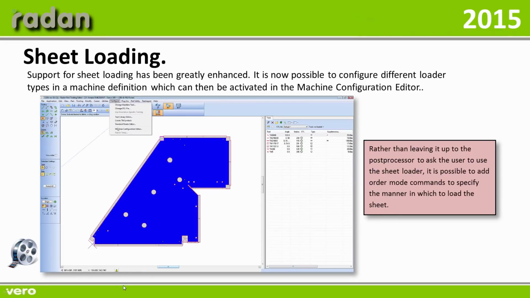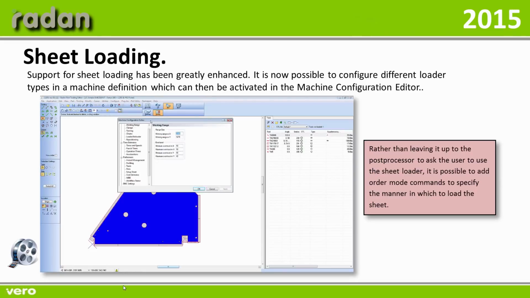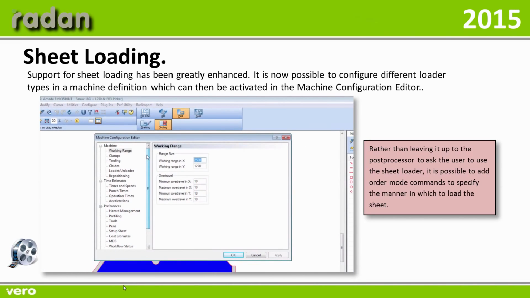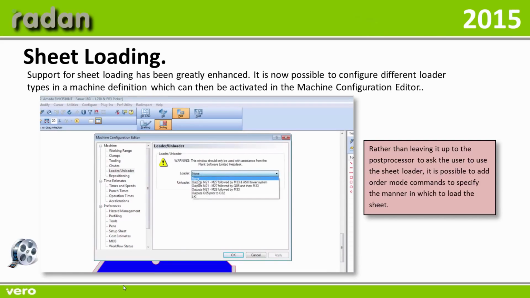So you see here in the machine configurator editor, under the option of loader unloader, I can now select from a pull down list the manner in which I wish to load the sheet and the manner in which I wish to unload.